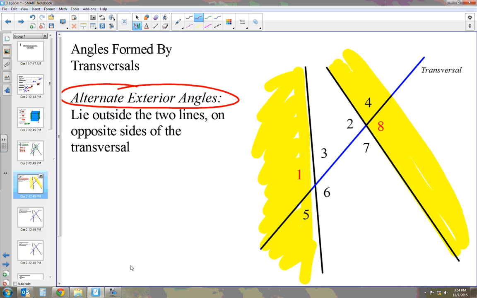Now, alternate means opposite. So we're going to go opposite sides of the black lines and the transversal. So if we look at angle 1, we go opposite sides of the black lines and opposite the transversal, and 8 is our pair. So angle 1 and angle 8 are alternate exterior angles. Okay? And we also can have angle 5 and angle 4. Those are also a pair of alternate exterior angles. Okay, let's go to the next one.